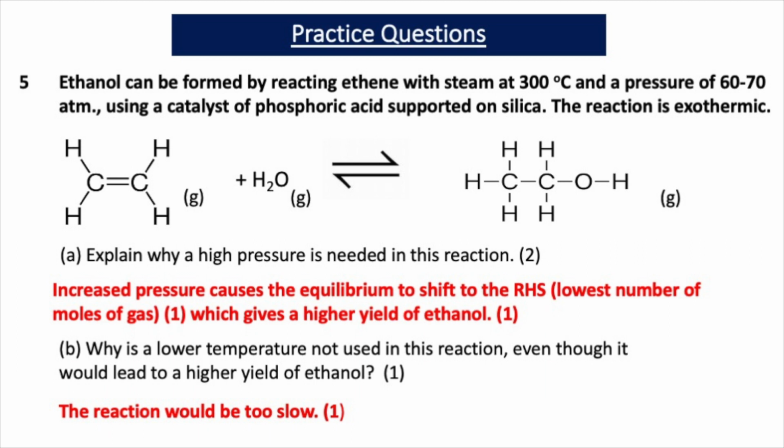Now for question 5b, you're asked why a lower temperature is not used in this reaction, even though it would lead to a higher yield of ethanol. Now, if you had a low temperature, the equilibrium shifts to the side that gives out heat, which is the right-hand side, because the forward reaction is exothermic. However, the reason a low temperature is not used here is because a low temperature would give you a slower rate of reaction. So that's why they don't use a lower temperature. 300 degrees C is a compromise temperature. It gives you a reasonable yield at a reasonable rate.